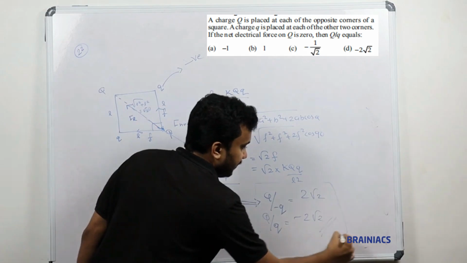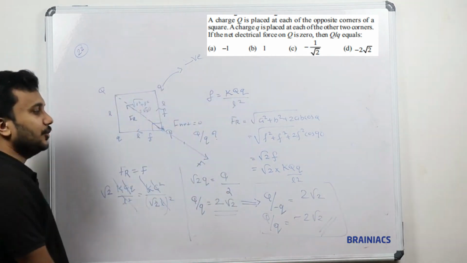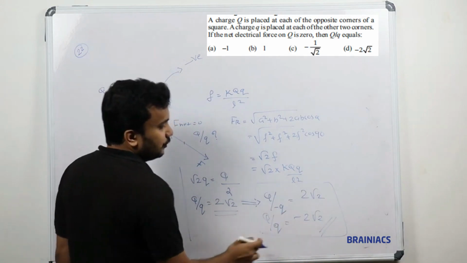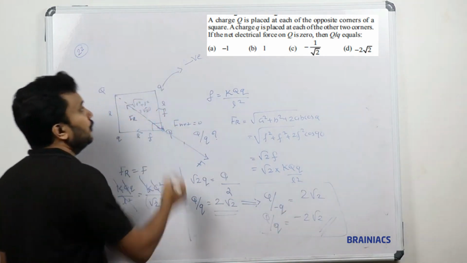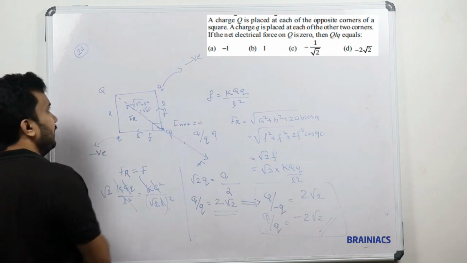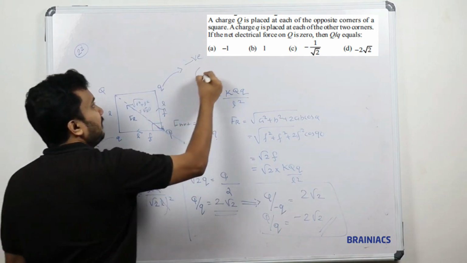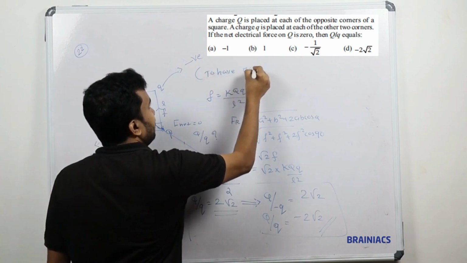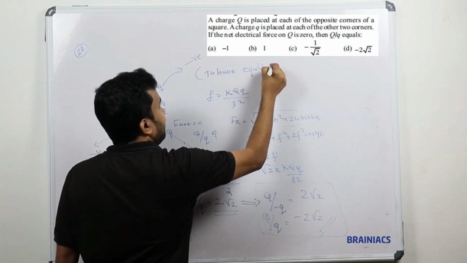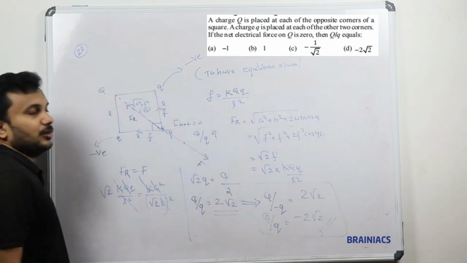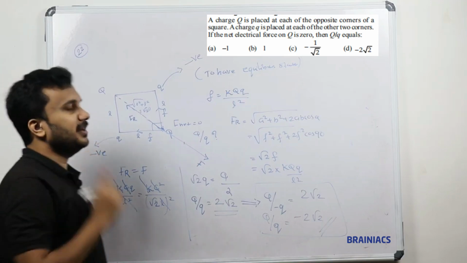So I hope this is clear to you. Q divided by minus Q is equal to 2 root 2, and Q divided by plus Q is equal to minus 2 times root 2. This Q should be negative, and this Q will also be negative. Why is it negative? You can write here: to have equilibrium state. To have equilibrium state, this should definitely be a negative charge.